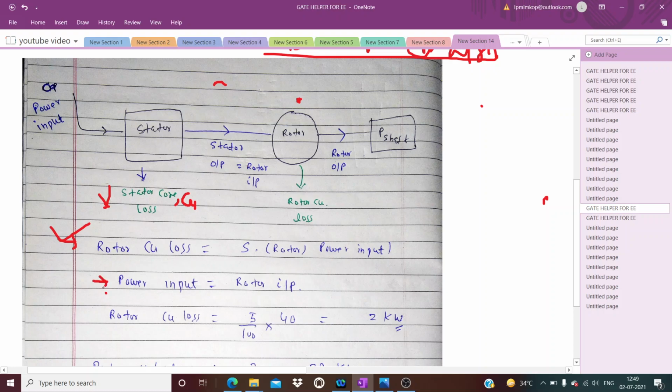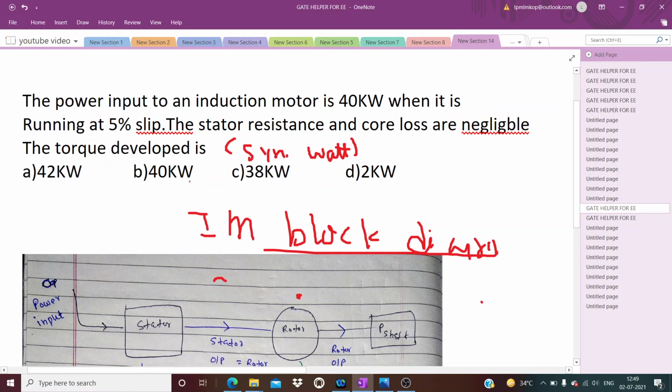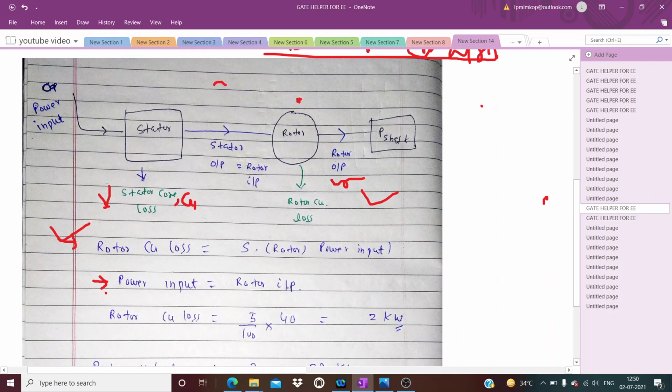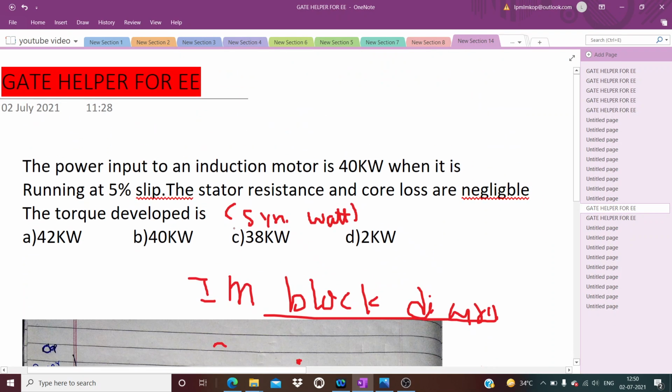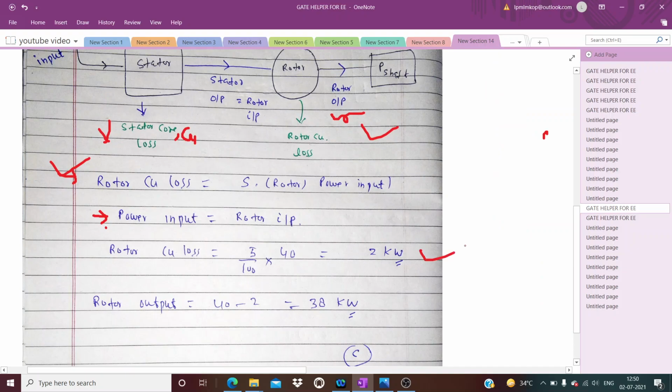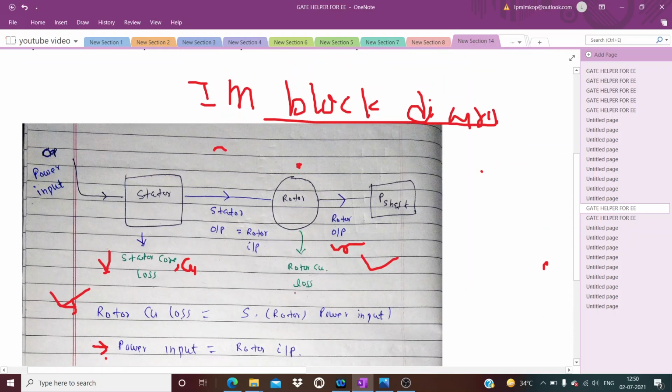So listen, rotor power input is nothing but the power input. Since these values are given as 0, the rotor input will be the same as the power input. Okay, and for torque developed, you need to know the power available at the output of the rotor side. For torque developed, you need to know this quantity. Okay, so the rotor copper loss is slip times rotor power input. So this is 5% into rotor power input. Rotor power input is 40 kilowatt, it is given. Okay, so it becomes 2 kilowatt. So this is the rotor copper loss.